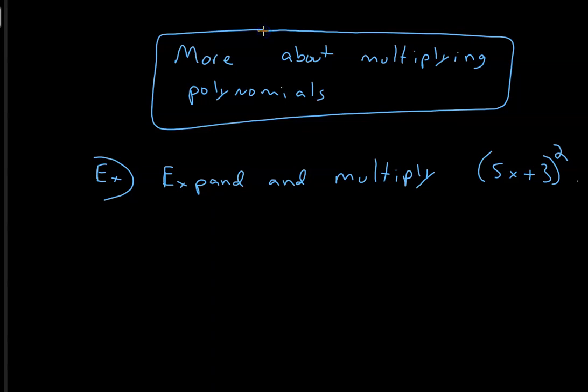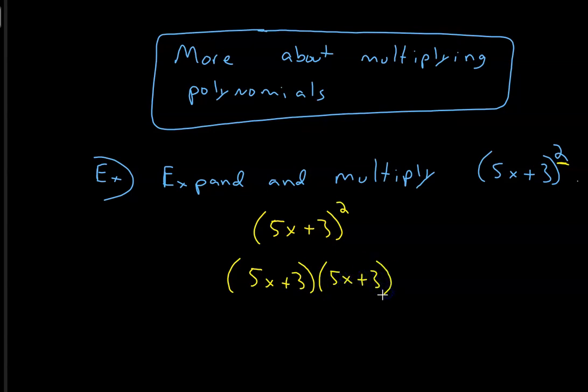All right, so this video is more about multiplying polynomials. First example says expand and multiply (5x + 3) squared. So basically, if I gave you (5x + 3) squared, what you already know is to square something means to multiply it by itself. So that means 5x + 3 times the exact same thing, right? 5x + 3. So now it looks like one of the ones we multiplied before. That means (5x + 3) times (5x + 3).